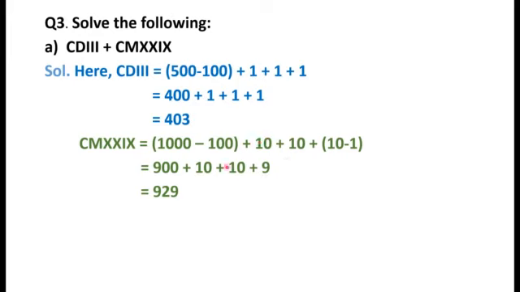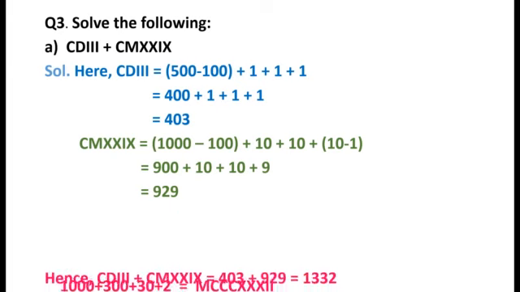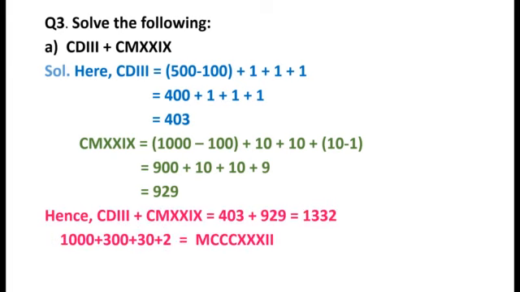So 10 minus 1. We will subtract I from X as the smaller one is coming first and then comes the bigger one. So IX, 10 minus 1. So 1000 minus 100 is 900. Then 10, then again 10, and 10 minus 1 is 9. So when we add all this, we'll get 929. Okay, children, now you can see we add both the numbers 403 and 929, as it is asked in the question for both the Roman values.